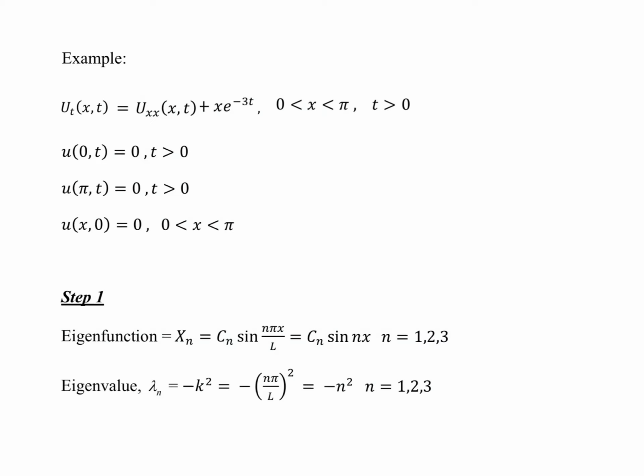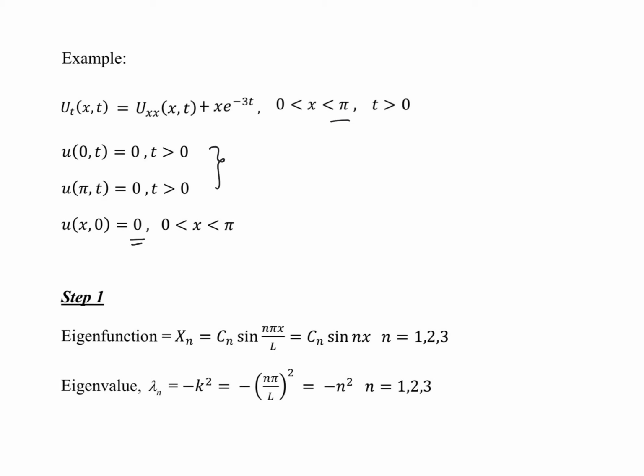Now let's try to solve this example. We have u_t = u_xx + x e^(-3t). The value of x is between 0 and pi. So this one is our boundary condition. Based on our boundary condition, we know that this is a Dirichlet boundary condition. And the last one, we have the initial condition, which is equal to 0.